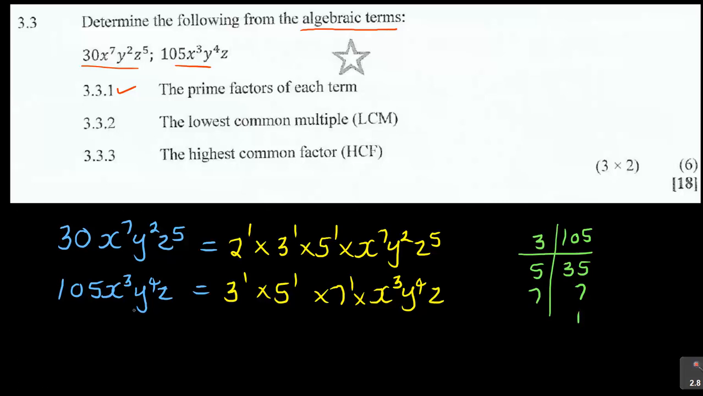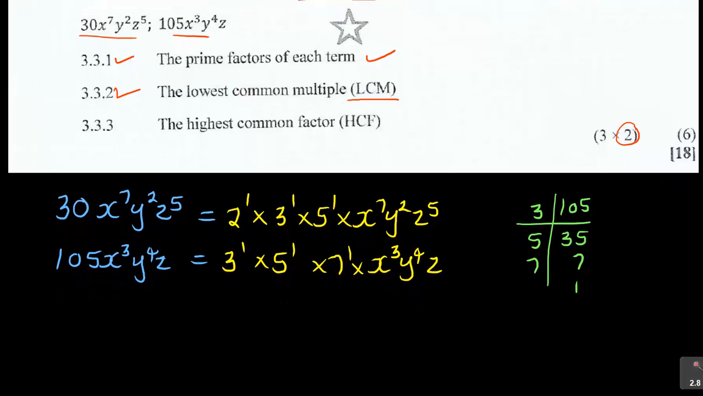You get 2 marks for that. So it's 3 times 2. So you get 2 marks. Then 3.3.2 says the lowest common multiple, LCM. How do you find the LCM on this one?